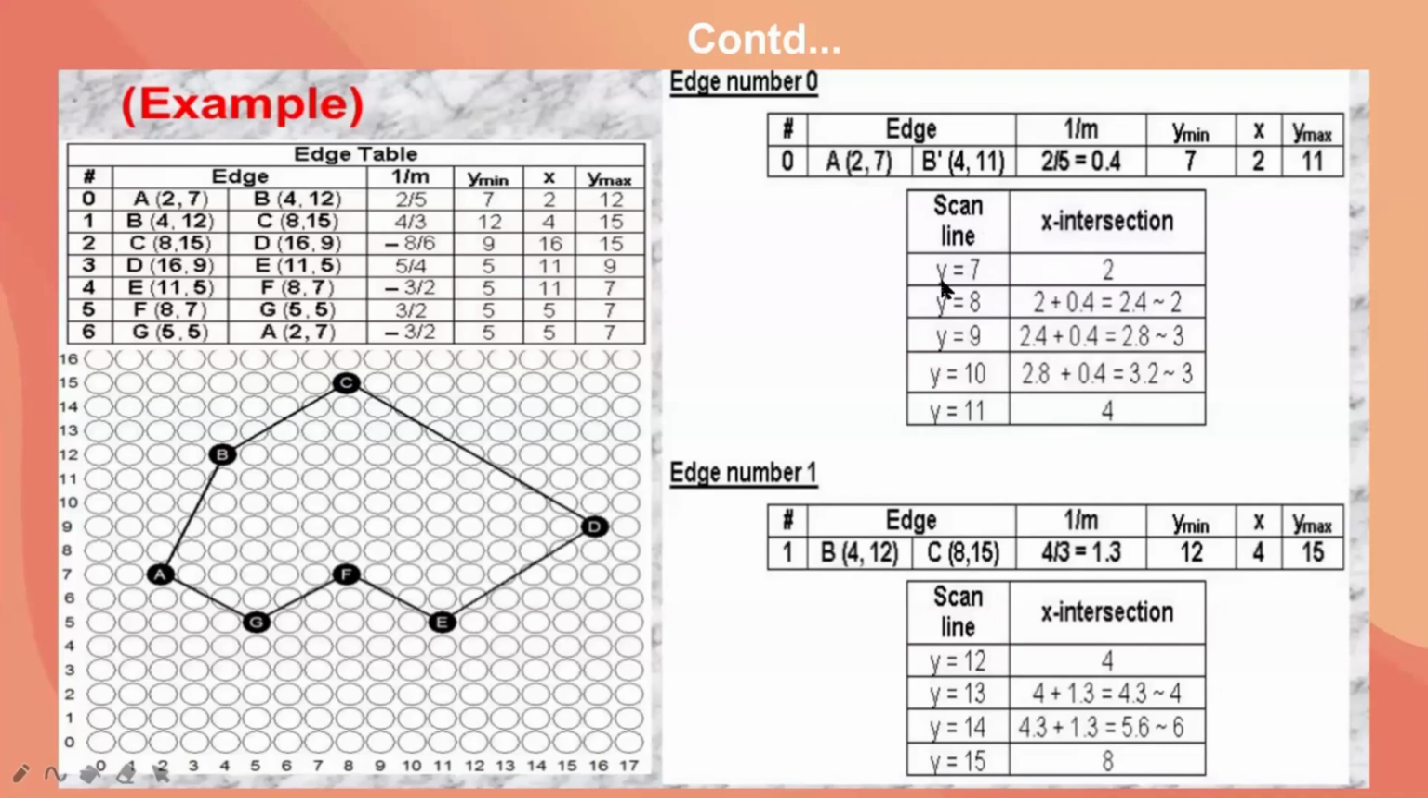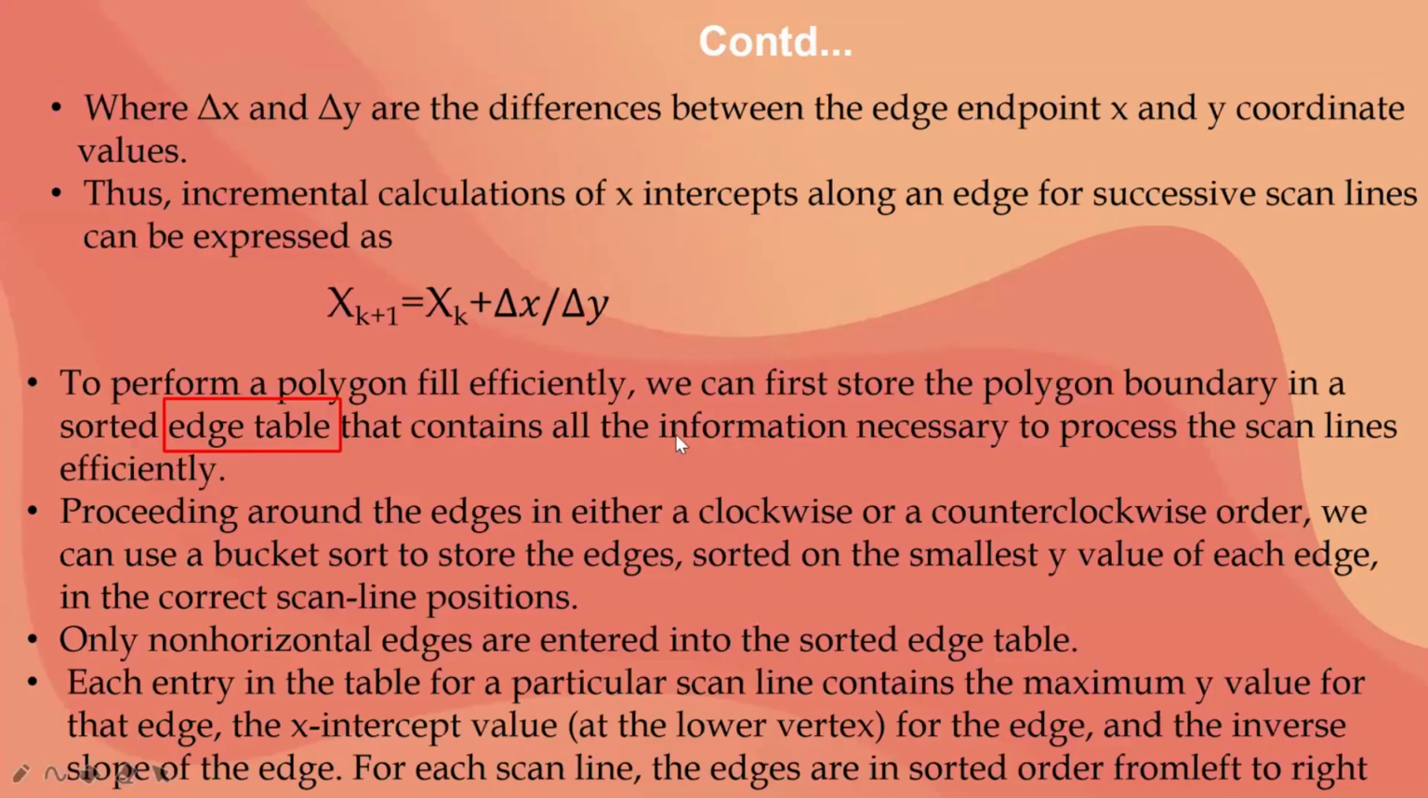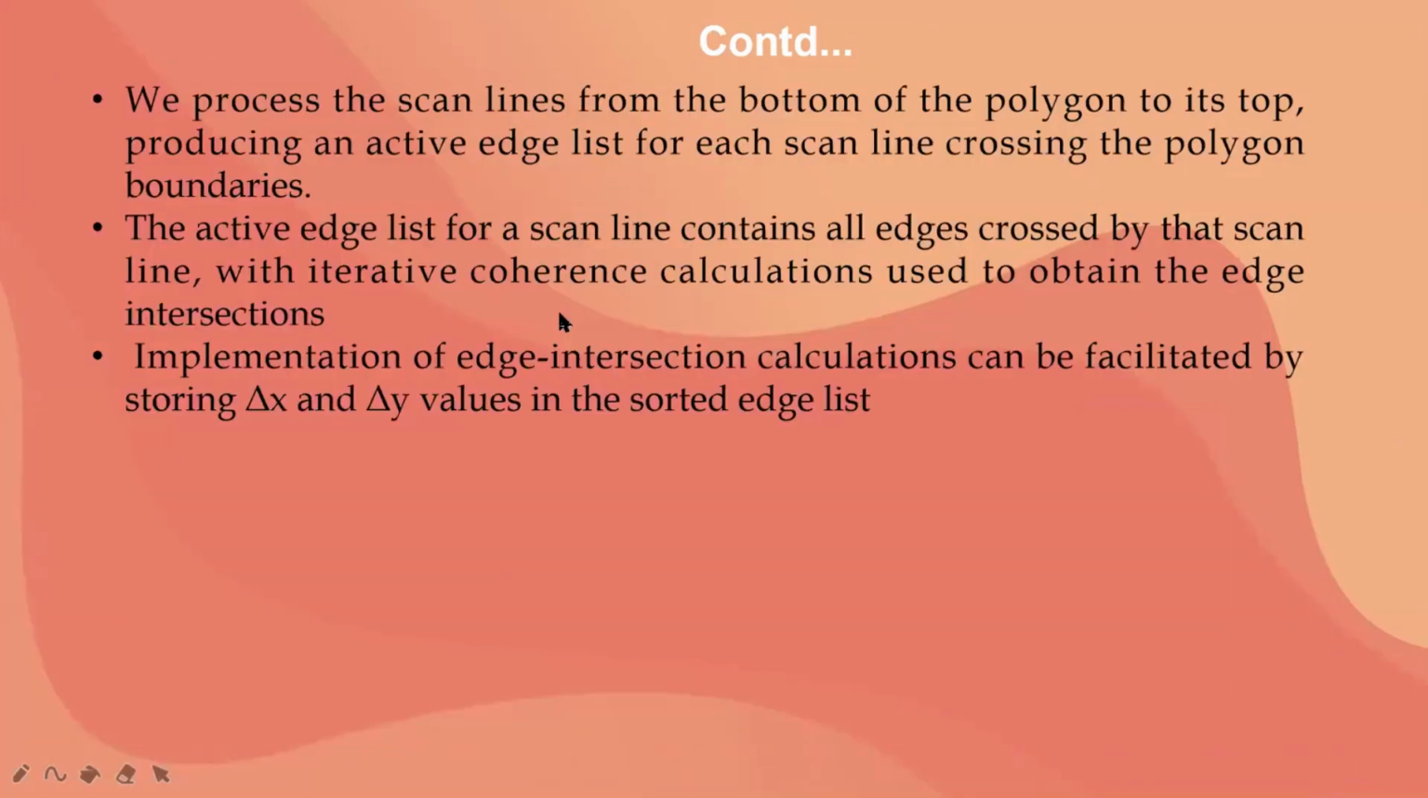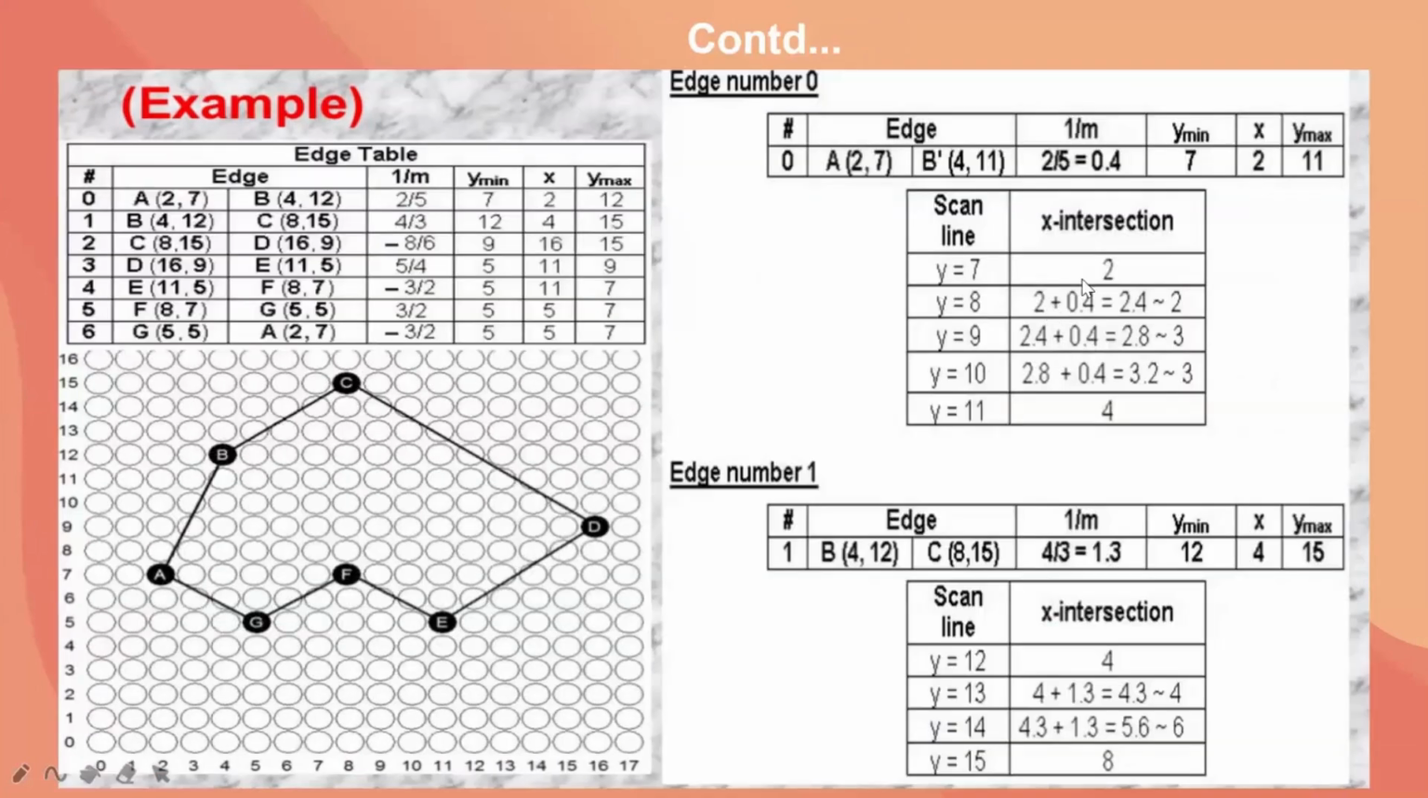Now next we have to start with y equals 8, the next value. We always have to move in a successive manner. So if y equals 8, I have the formula which I have already shown you. Let me go back and show you here: x(k+1) equals xk plus the m value. The same thing I'm going to apply here. So xk, what was the value previously? 2. What is my slope value? 0.4. So I got 2.4, which is approximately equal to 2.